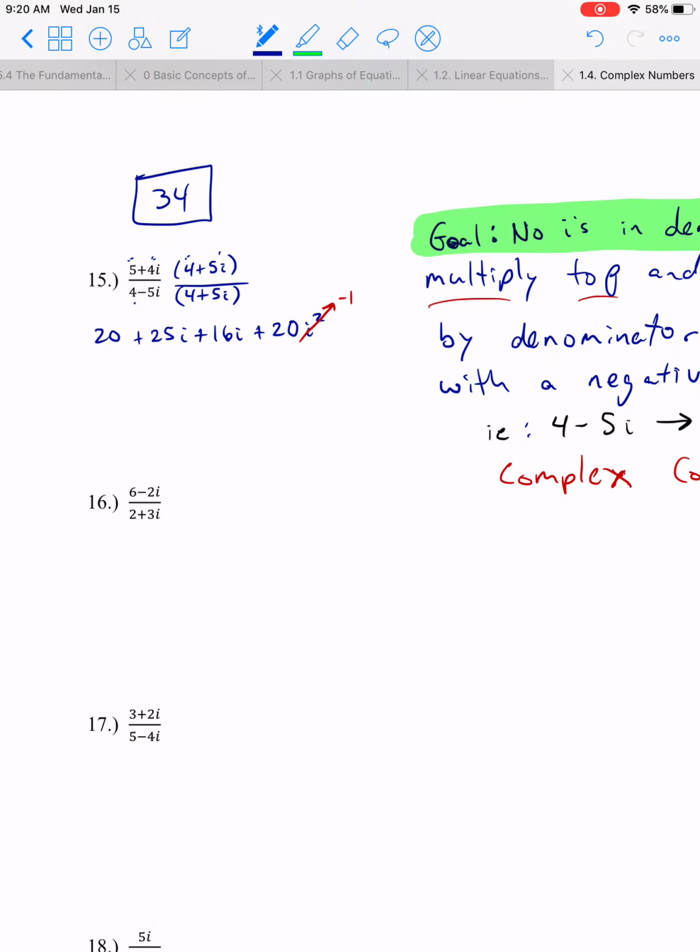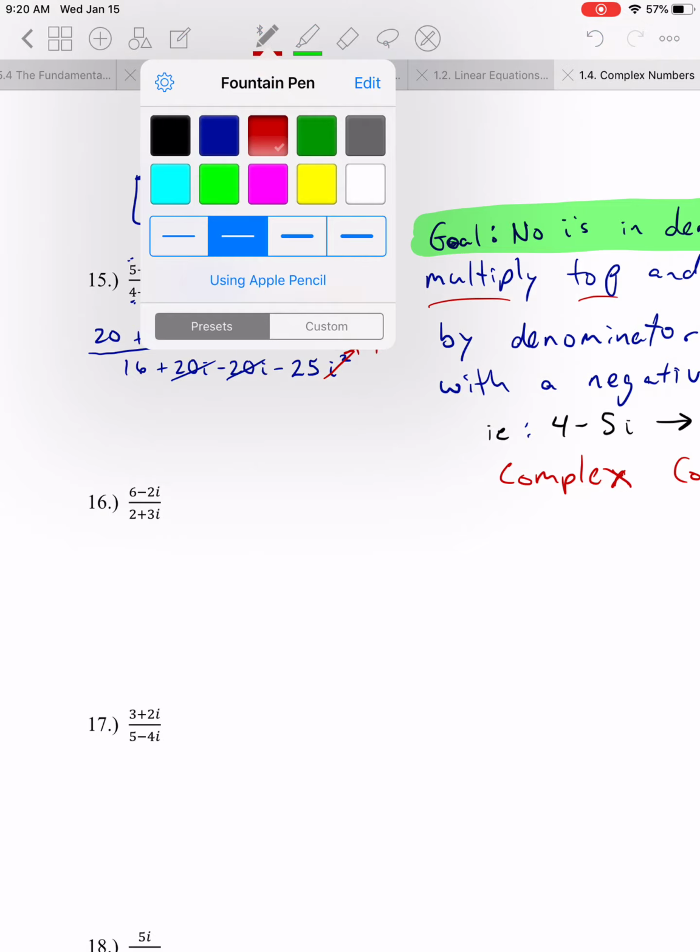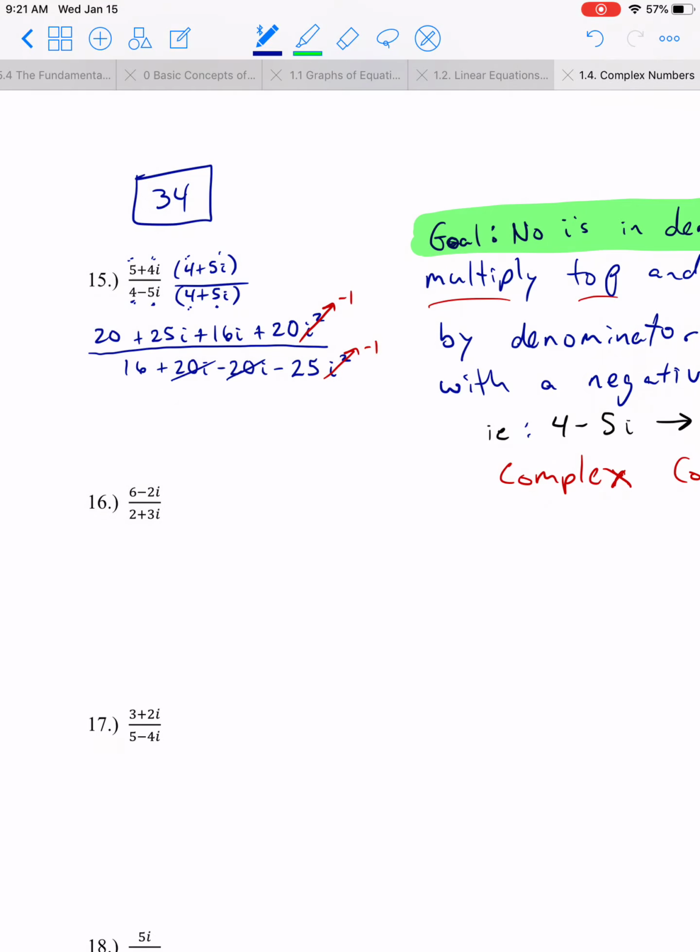So now we need to do the denominator. We have 4 times 4, that's 16. We're just foiling again. 4 times 5i, that's plus 20i. And then we do the 5i. Minus 5i times 4 is minus 20i. Okay, so we have a plus 20i and a minus 20i, so those are going to cancel. And then you have a minus 5i times a plus 5i, that's a minus 25i squared, where again that i squared is just a negative 1. So instead of minus 25 there, we're going to have a plus 25.